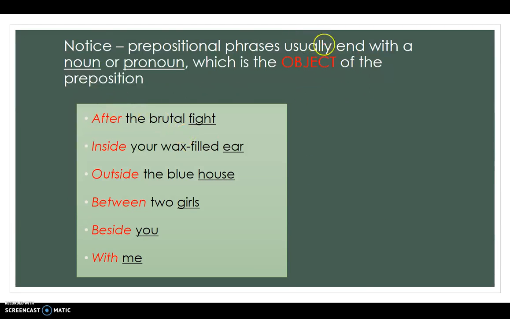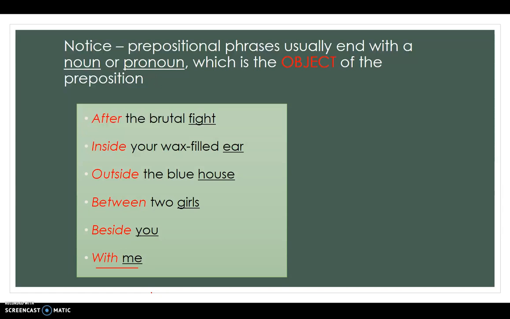Notice prepositional phrases usually end with a noun or pronoun, which is the object of the preposition, just like I said before. And so we have after the brutal fight, inside your wax-filled ear, outside the blue house, between two girls, beside you, with me. And this becomes very important when you are writing. A lot of times people will say "with you and I," which is actually incorrect.